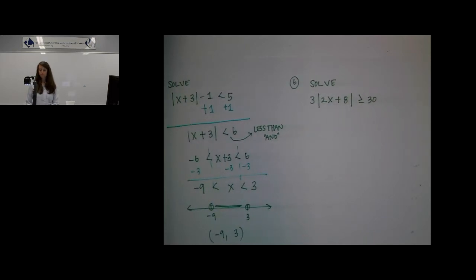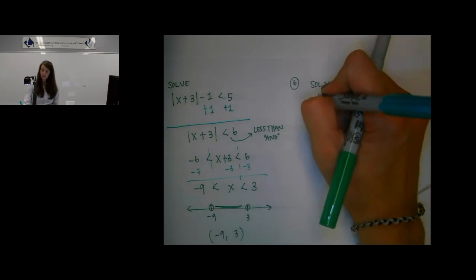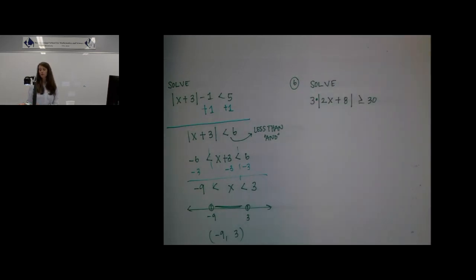Okay. All right, what about this 6th one right here? That's 3 times the absolute value of 2x plus 8. The absolute value expression is not by itself, so I need to get it by itself. So the first thing I would have to do is to do what?